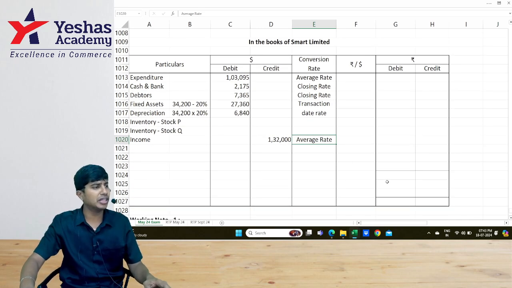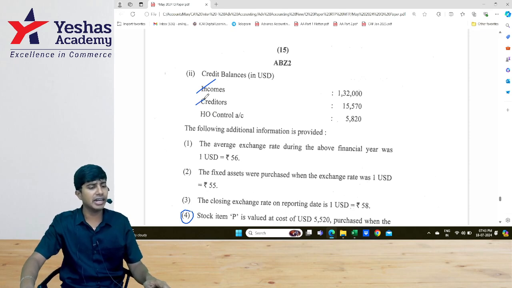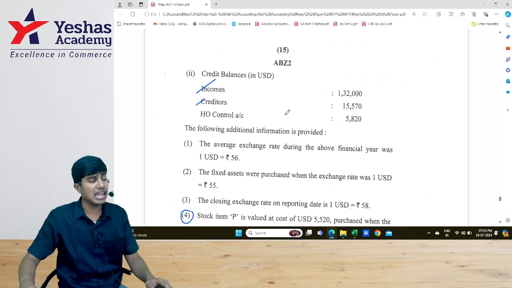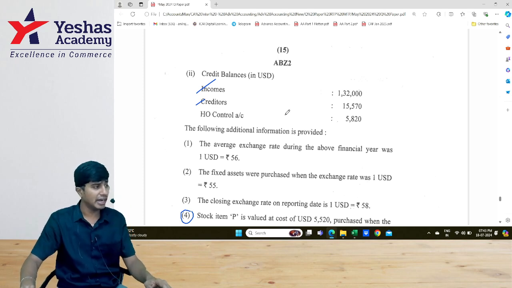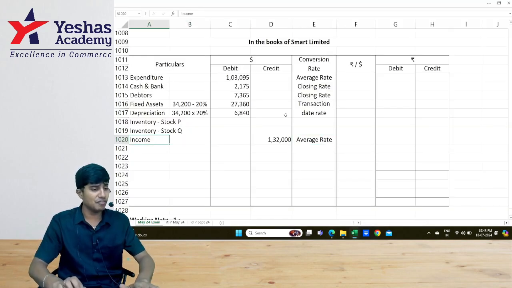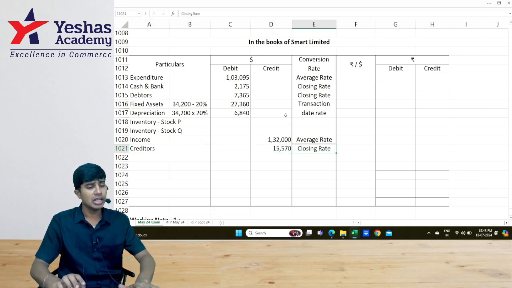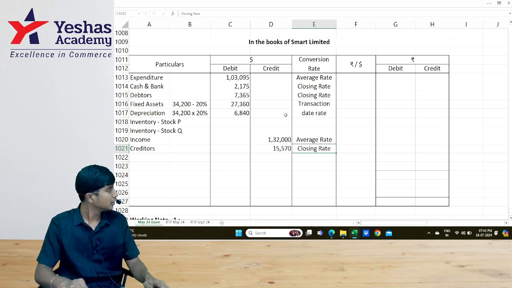What do I do after income? Next I have creditor. Creditor is a liability, and this liability is again a monetary item. I need to apply closing rate. I'll write 15,570 closing rate, which I'll get to know later.